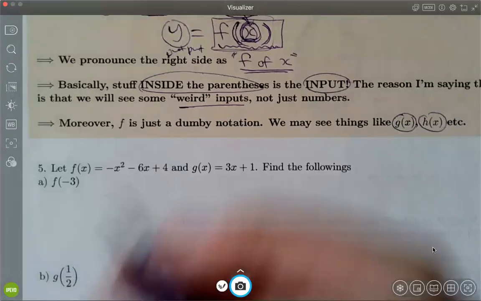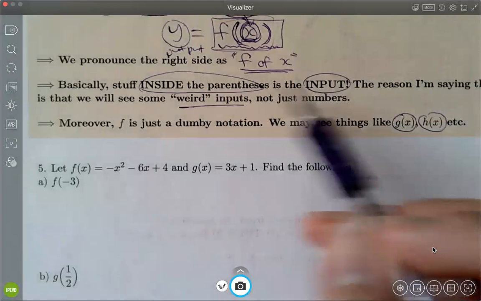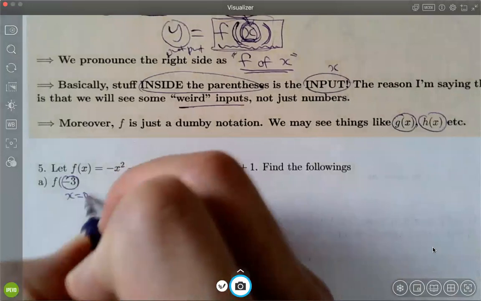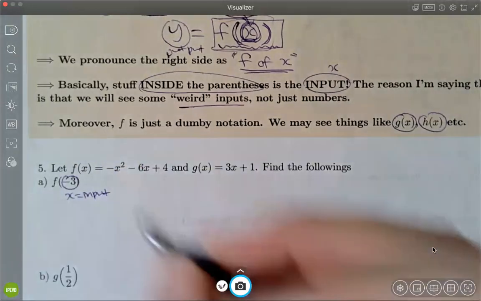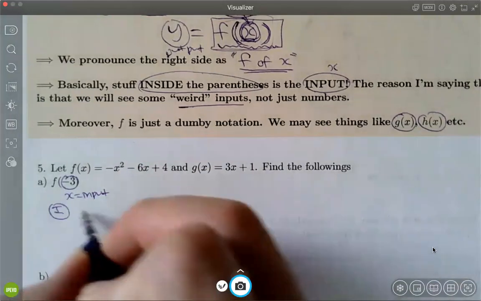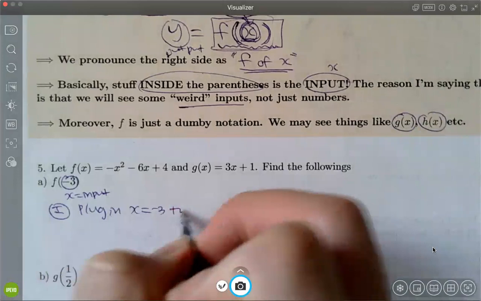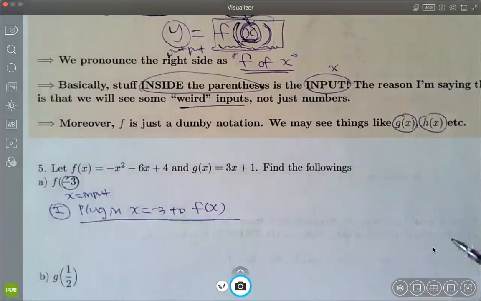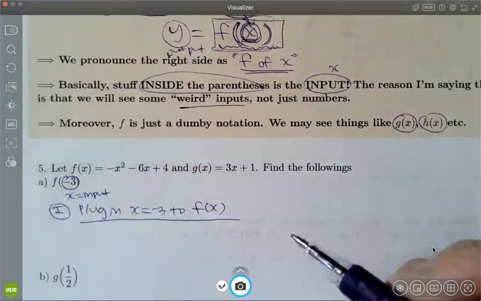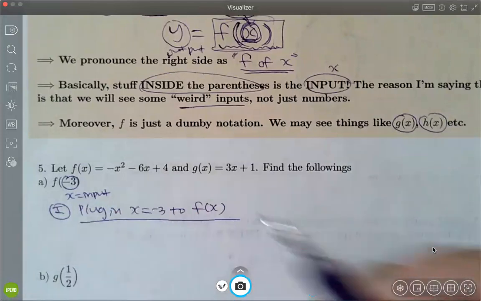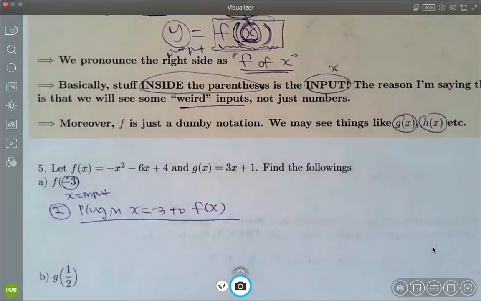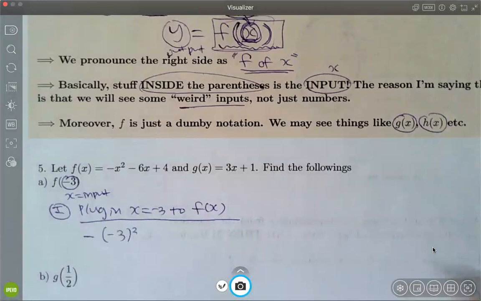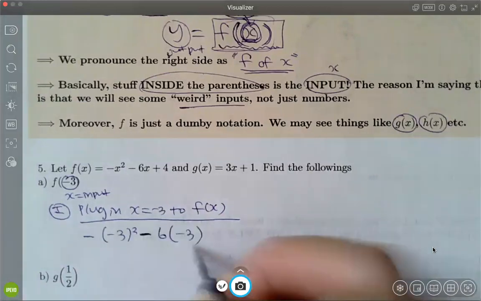So remember, whatever you have inside parentheses, that's the input, which is the x value, okay? So that is the x, which is the input. So what we do is plug in x equals -3 into where? F of x, right? Not g. Why? Because it says f of -3, not g of -3, so we use that, right? Not this one. Okay? So what do we do? It's negative, and then -3 squared, and then -6, and then -3 and plus 4, right?